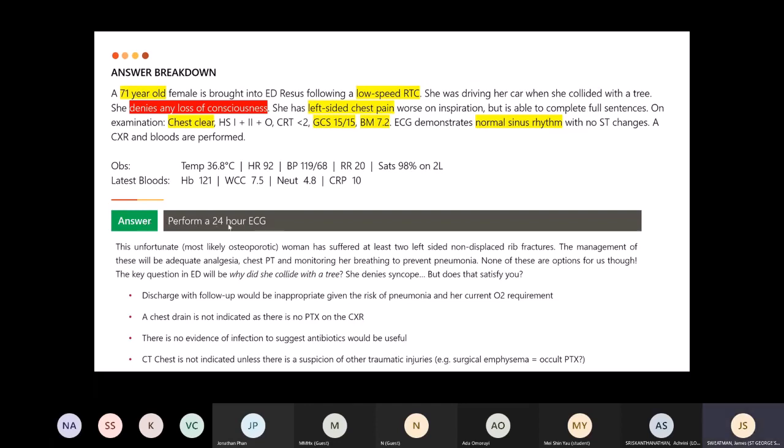Discharge and follow-up, so I put inappropriate given the risk of pneumonia. So she's on oxygen at the moment, and we probably shouldn't be discharging anyone who's requiring 2 litres of oxygen to saturate. Chest drain, not indicated. No evidence of infection, so no need for antibiotics. And CT chest, we don't think there are any other traumatic injuries. There's obviously nothing on the X-ray to suggest an occult pneumothorax or any other problems. And you don't need to do any other investigations for the rib fractures.